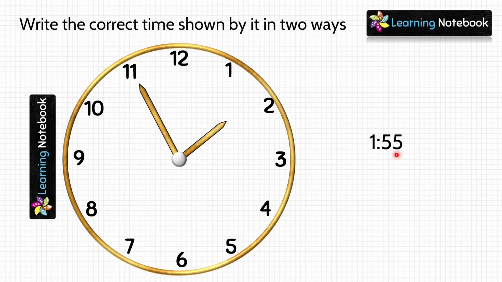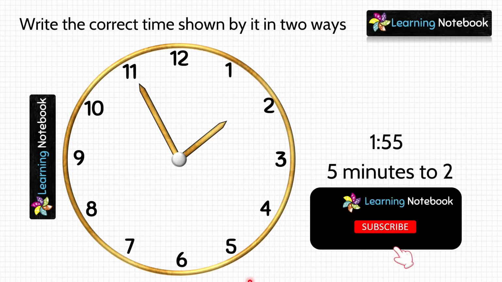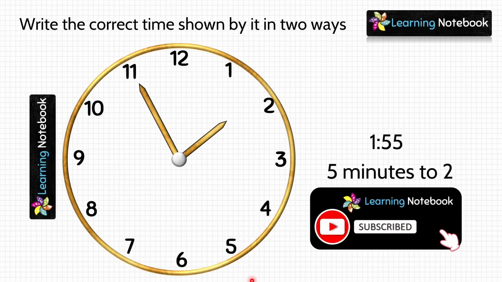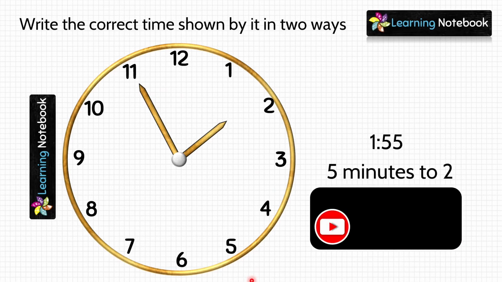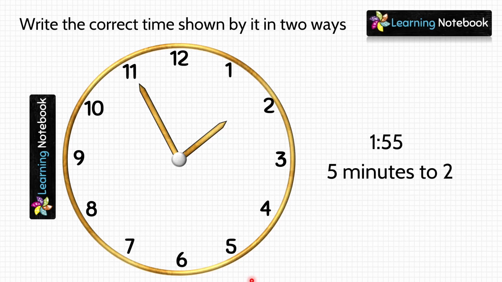Now students, how many minutes are remaining to next hour, which is 2? Only 5 minutes are remaining. So we will read this time as 5 minutes to 2. So in this way, we have read this time in 2 ways.